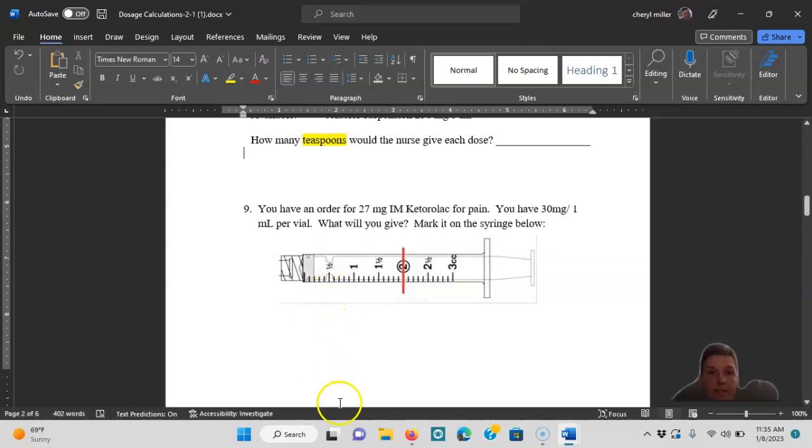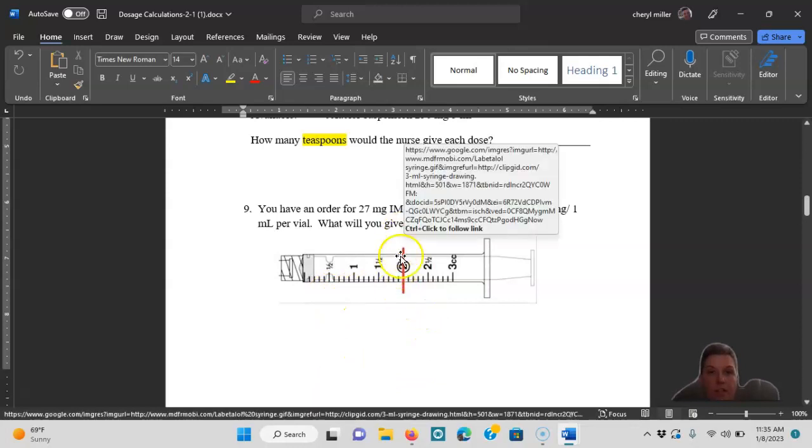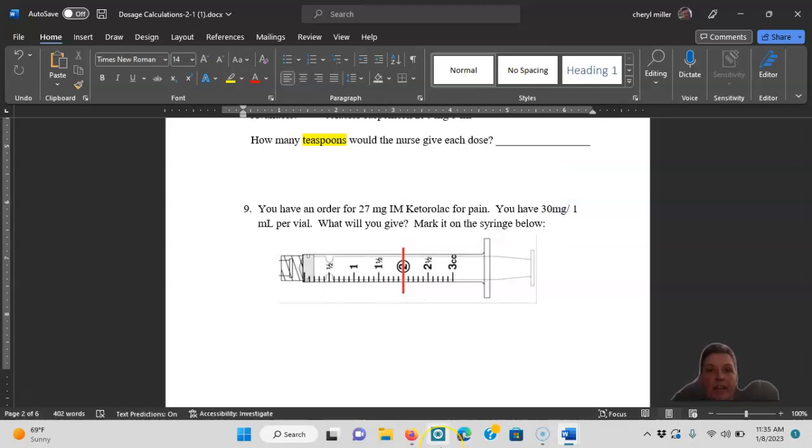0.5. This is a 2. This is a 1. 0.5, 0.6, 0.7, 0.8, 0.9. The line right before the 1. So I'm going to draw it up right there. 0.9, because 27 divided by 30 equals 0.9.